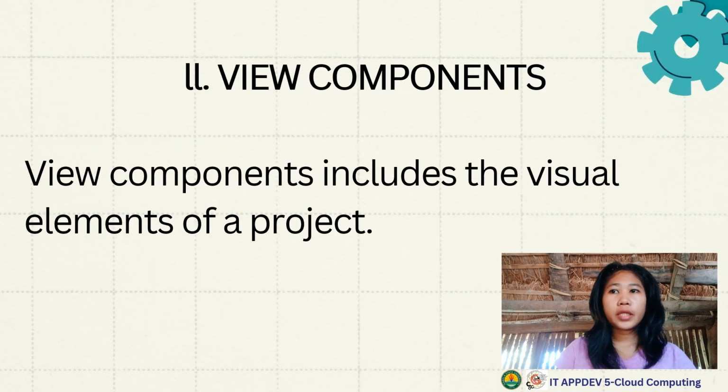View components. View components include the visual elements of a project. View components in PHP-RAD page design are elements like forms, tables, charts, buttons, and inputs used to display data and interact with users, enhancing functionality and user engagement.